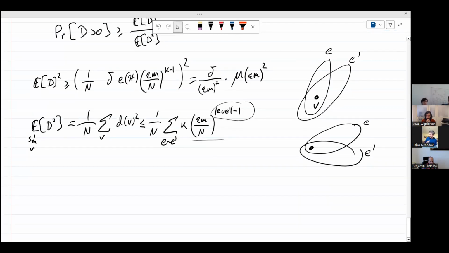And now what's this? If you rearrange, you get that this is roughly k over epsilon m squared times mu epsilon m squared. And that's because, actually, let me do it a bit slower. So what's this? Let me take k out, it's k over n. Let me also take this -1 outside. So I have n over epsilon m. What remains is this sum.